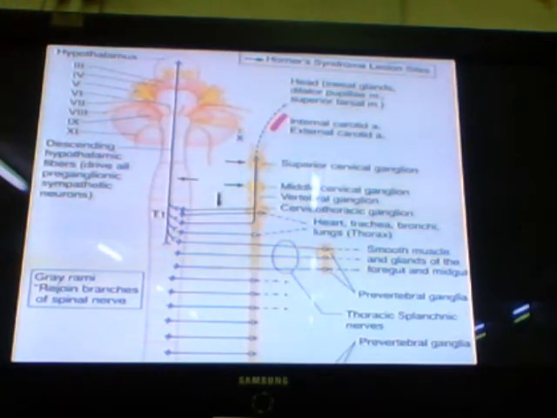So always say, in addition to that, you will also lesion the descending hypothalamic fibers. And you can also test for that. Because if you lesion the descending hypothalamic fibers at that region, you get what? An ipsilateral Horner syndrome, which you can test the patient for.